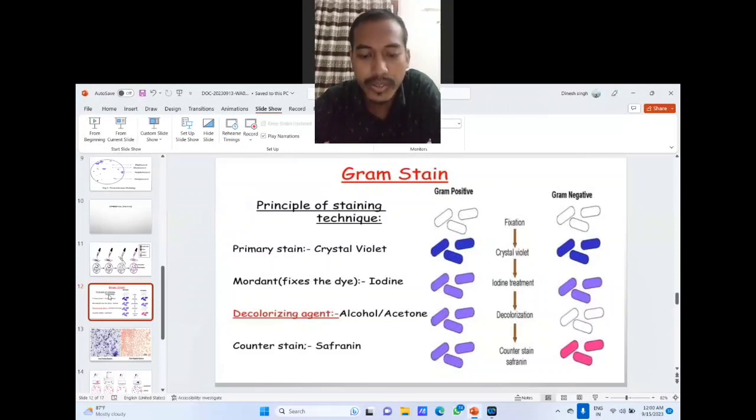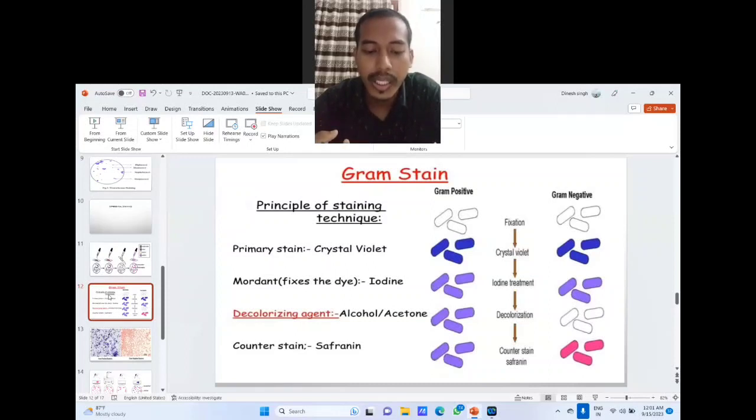And the next step, when you use the mordant, it will be the same in both bacteria. It will form the crystal violet iodine complex, but the differentiation will be in the third step, that is decolorizing by using alcohol or acetone. So basically, what happens in the case of gram positive bacteria, due to their thick cell wall layer, after using the stain, they will form one complex, the crystal violet iodine complex.